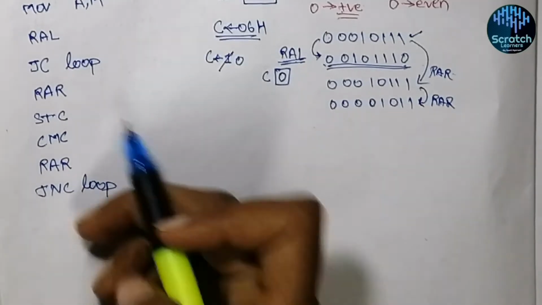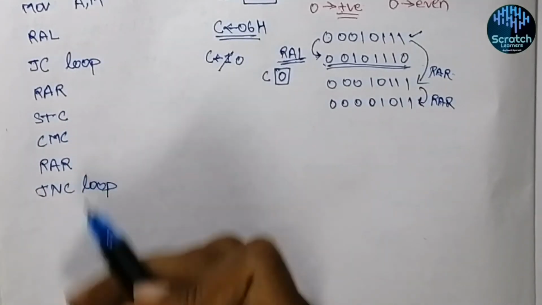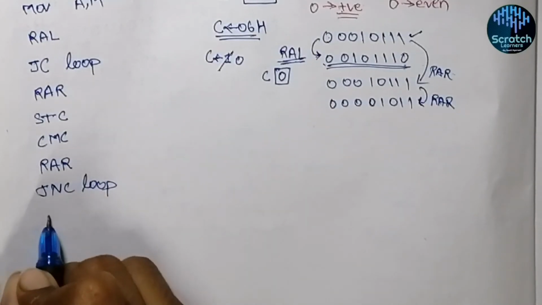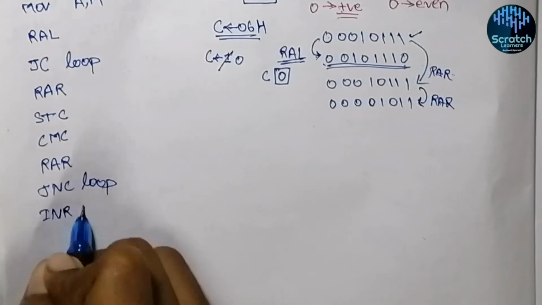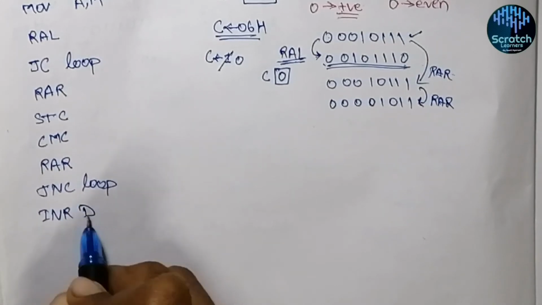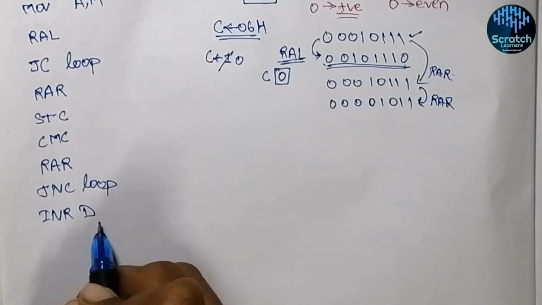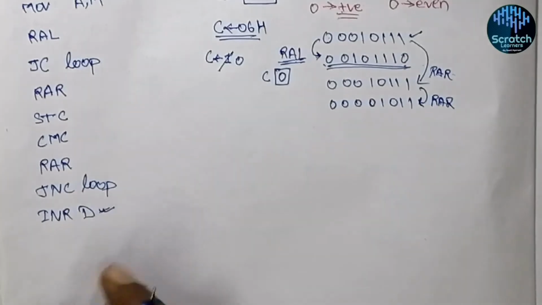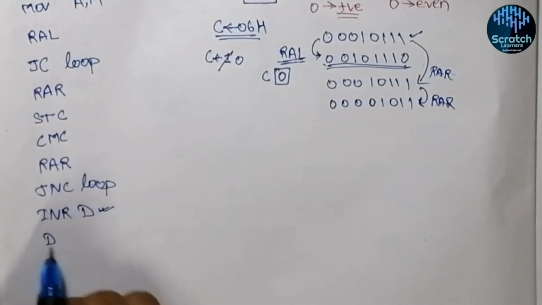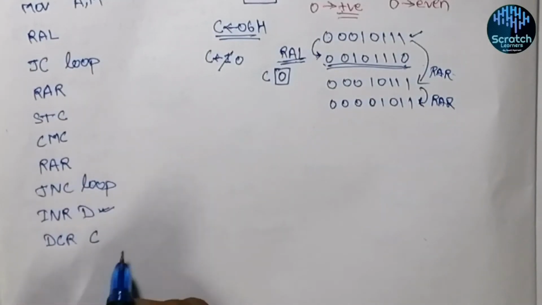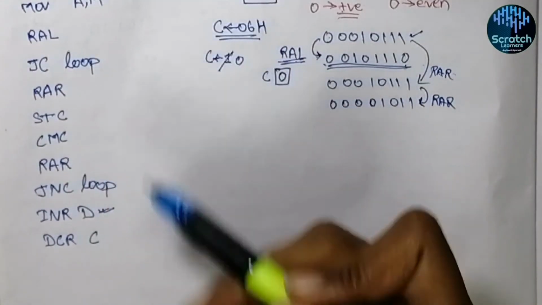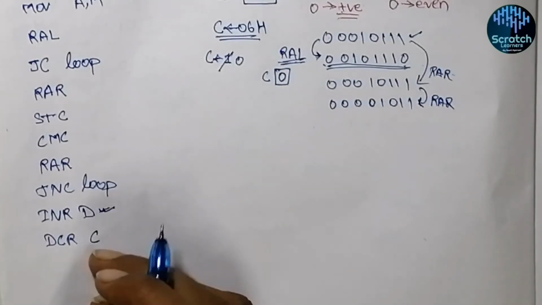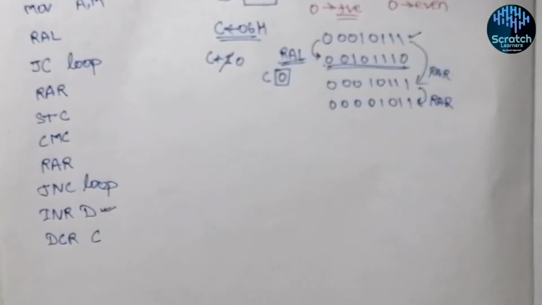So what we'll do, if the number is positive and if the number is odd, then we will increment the content of the D register, because this register contains the count of all the positive but odd numbers. So this is our actual result. Now the next step is to decrement the content of C, that is the count of all the elements in the array, so that we can move to the next element.